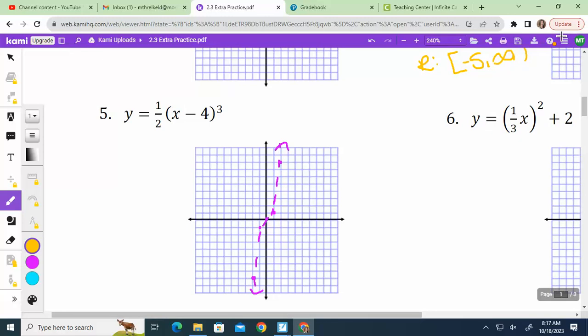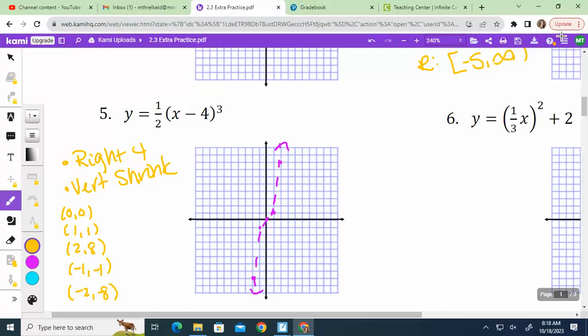Okay, number 5, parent function is x cubed. The minus 4 would take it right 4. The 1/2 is a vertical shrink. Okay, if you need to write out points, you certainly can. You do not have to. So these are the points I graphed. Are you changing the x or the y on these? Y. Outside is y, and it does what it said. It multiplied by 1/2, so it's like taking those y's times 1/2.